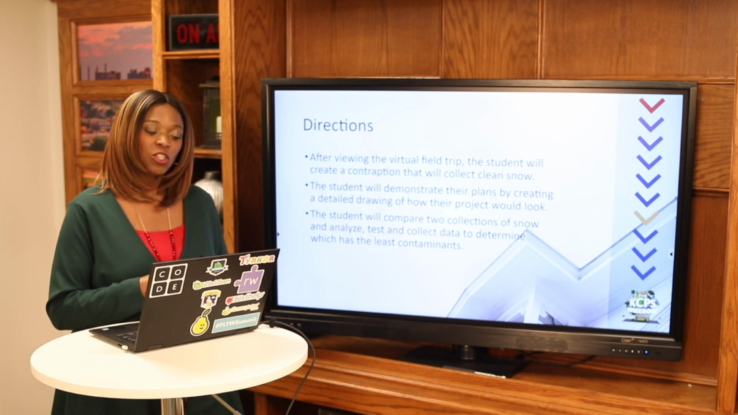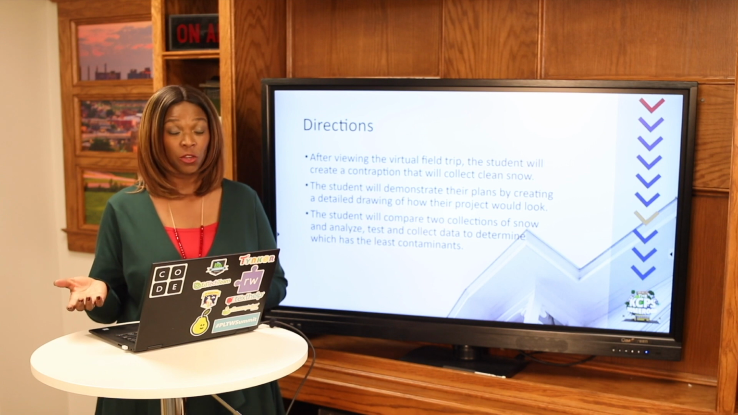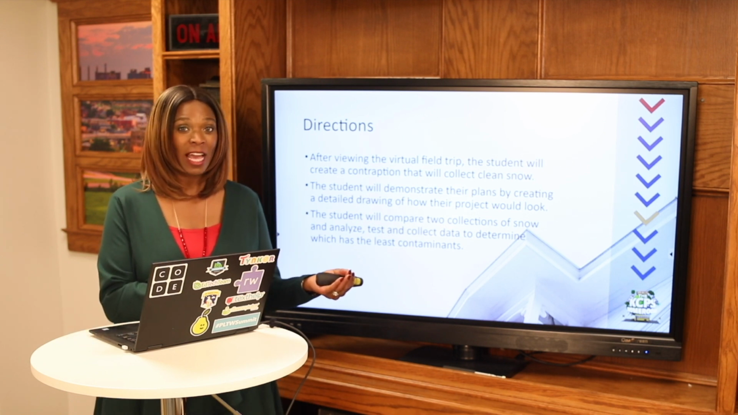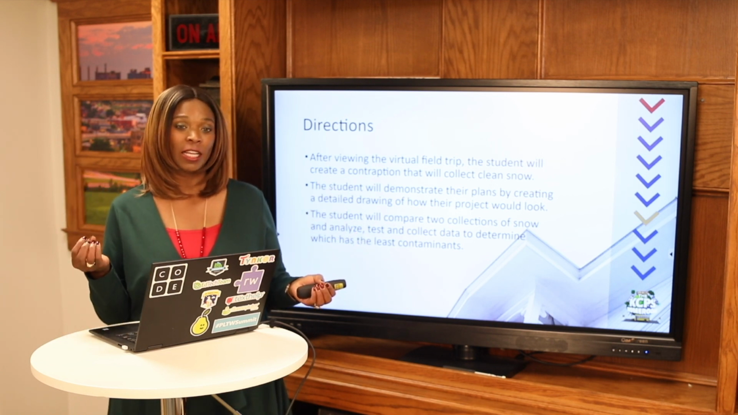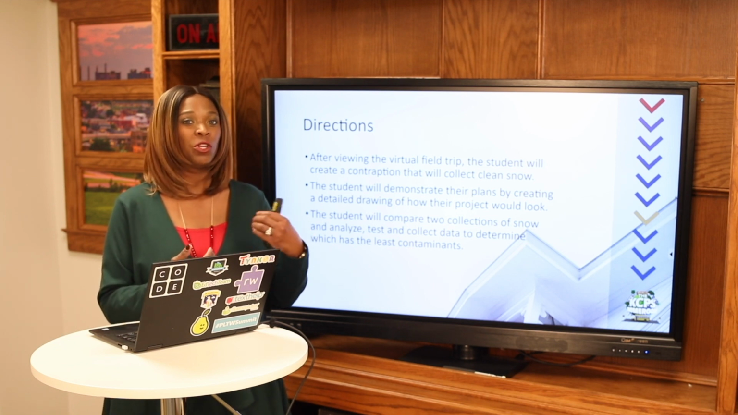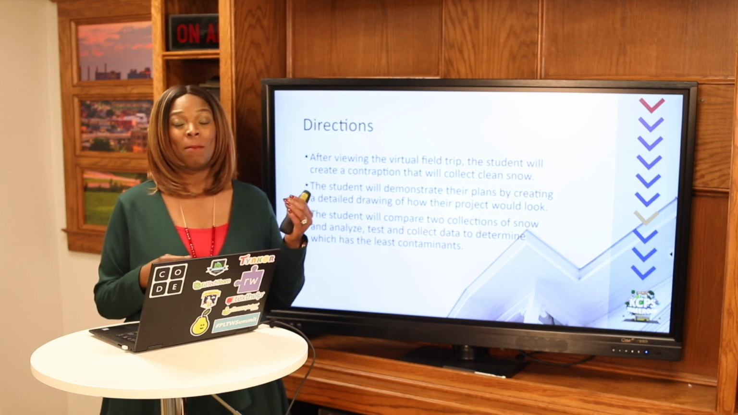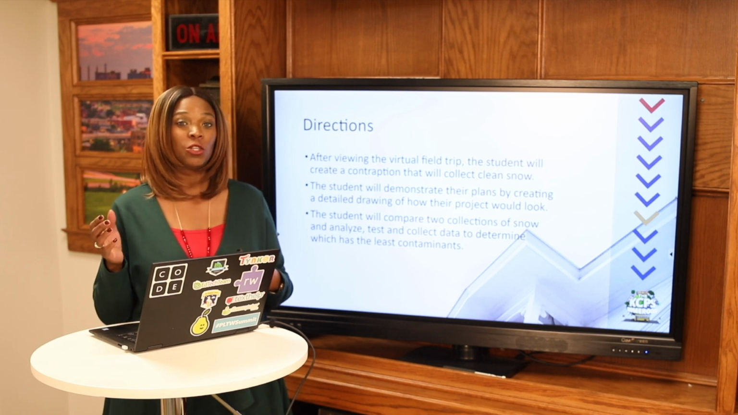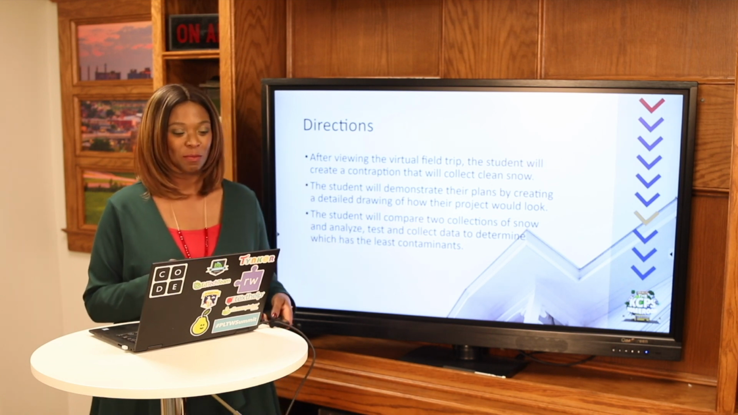And then last, you're going to compare your collection of the snow versus how they collected water at Every Last Drop, and see how they collect water versus how you're going to collect your snow. Then you can analyze your results of how it happened when you collect your snow and determine if you want to make modifications to your design, or if you need to go with it, and see if your snow is not contaminated.